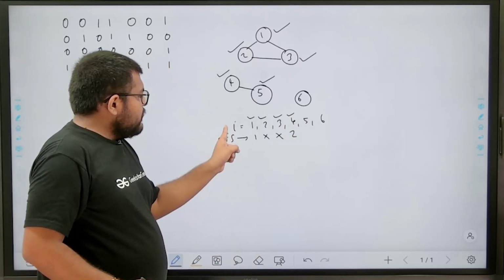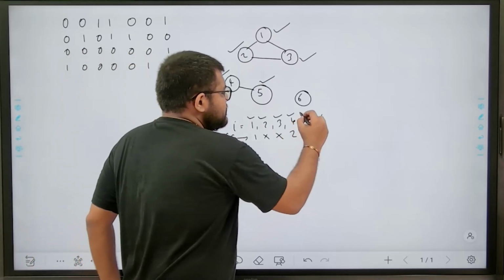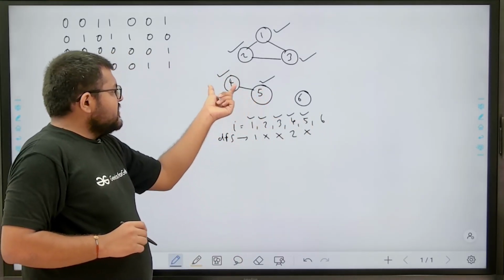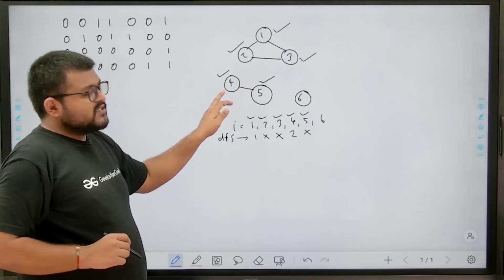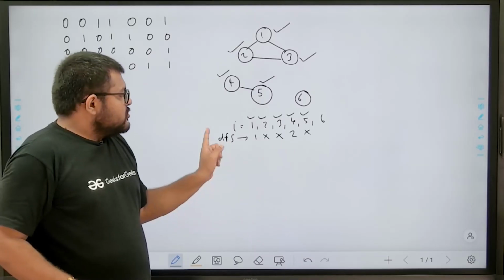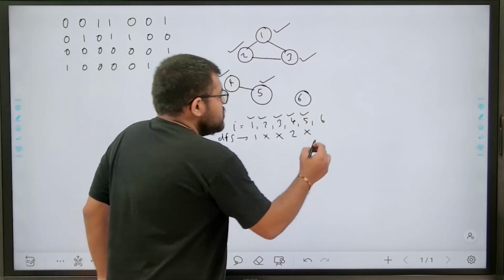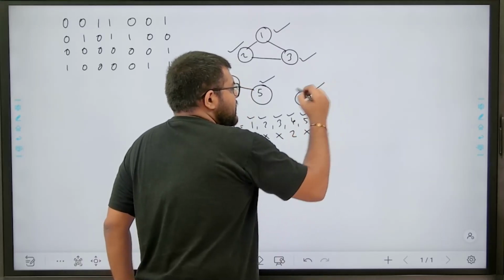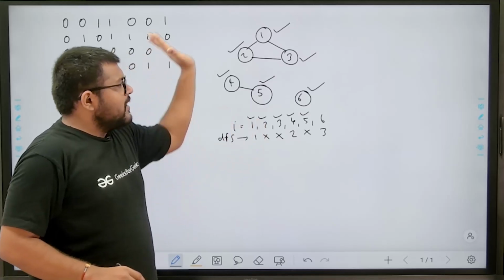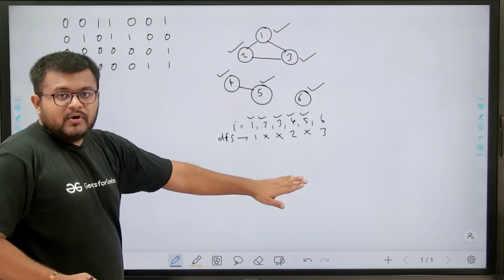Now my loop will go from I equals 4 to 5, but 5 is already visited, so I'll not call a DFS on it, right? Because 5 is a part of the connected component which is connected to 4, and on 4 we already applied the DFS, right? So now my I will go to 6 and we'll see that 6 is not visited before, so I'll call a third DFS on it and mark it as visited, right? So the total number of DFS required to mark all the vertices as visited is 3. So the number of connected components is 3.